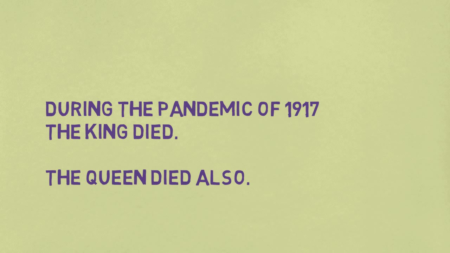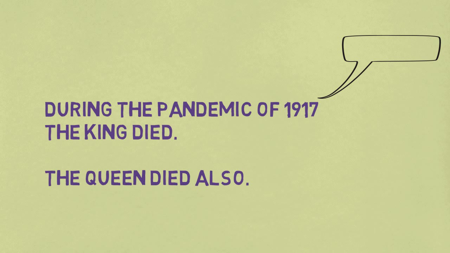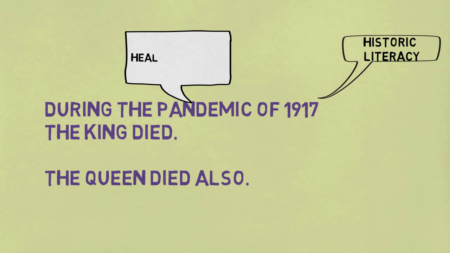Okay, now let's move on to during the pandemic of 1917, the king died. The queen died also. Now, this load is heavier still because if you don't know some of the references in the sentences, you're lost. So, if you know something about the great flu epidemic of 1917, if you have some historical literacy, you're helped by this. Or certainly if you have some health literacy, if you know something about pandemics and that they spread from person to person quickly, and that the queen likely died of the same flu. Without that, it has a heavy load.